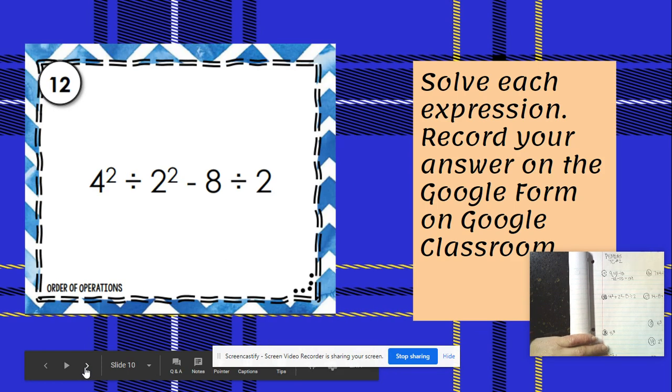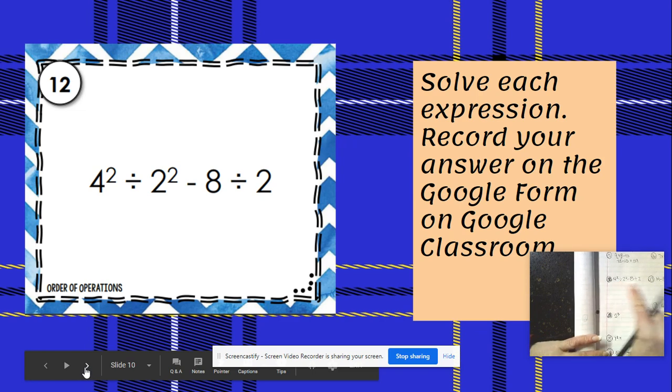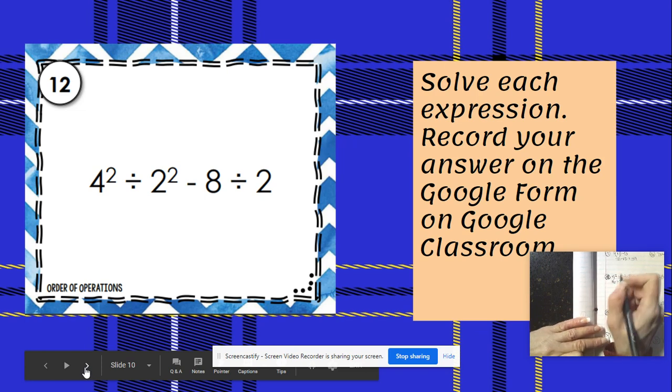Okay, the next one. All right, so exponents will come first. So first we have this exponent, which is 4 times 4, not 4 times 2. 4 times 4 is 16. Then we're going to finish writing the problem. 2 squared minus 8 divided by 2. We still have another exponent to solve. So 16 divided by 2 squared is 2 times 2, which is 4.